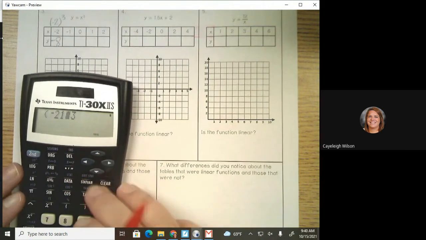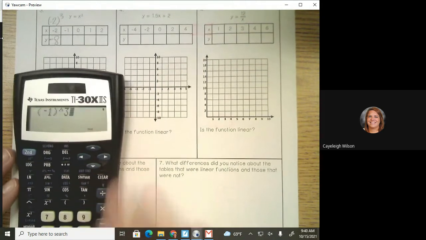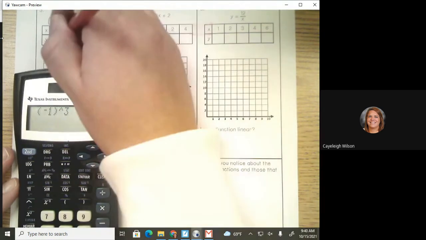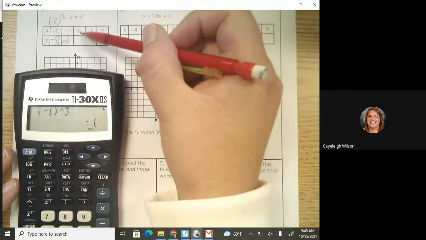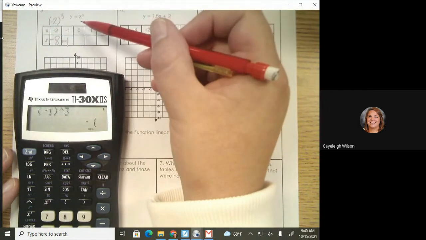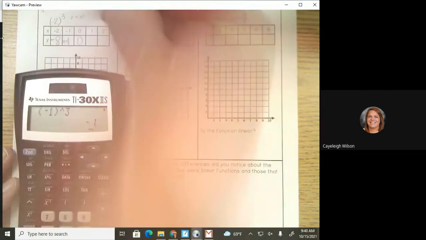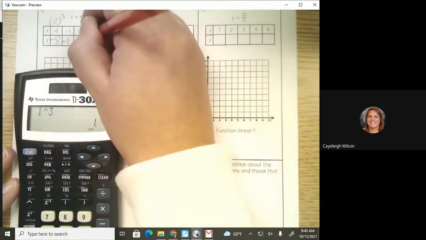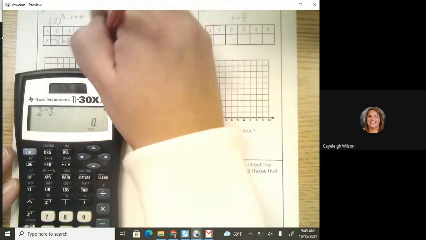All right, now I'm going to put 1 in there. So -1 cubed. Oops. And I get -1. And then you don't have to put parentheses around the positive number. So you can just hit 0 cubed, which we know is 0. 1 to the third power, which is 1. And 2 to the third power, which is 8.